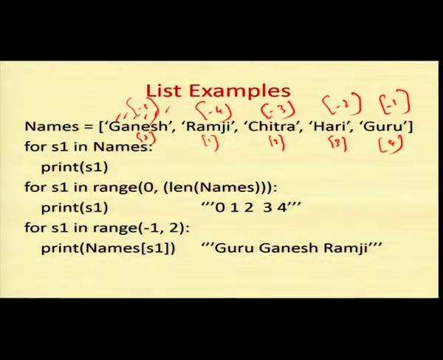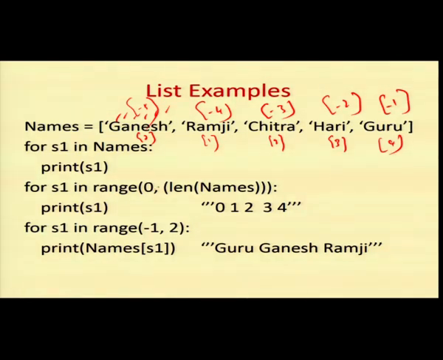By default, the index value starts from the starting. Since it has been traversed from left to right, the index value starts at 0. If you want to traverse from right to left, the index value starts from -1. So if I give for S1 in range within open braces 0, comma, length of names, when I print S1, it will be printing 0, 1, 2, 3 and 4, which was listed there.